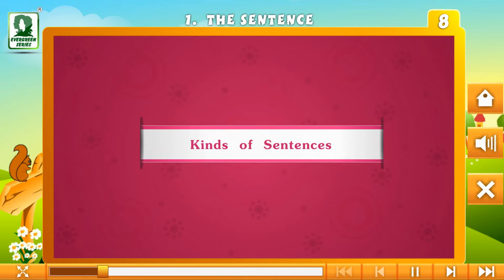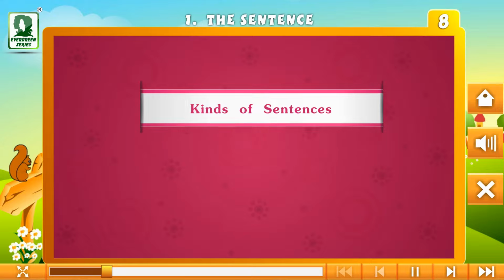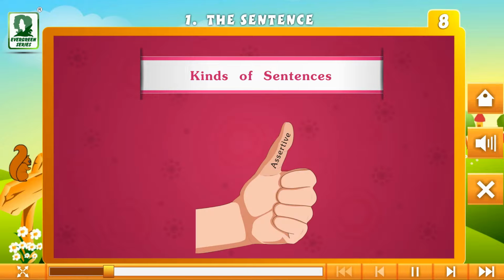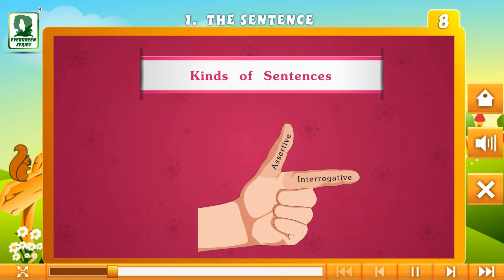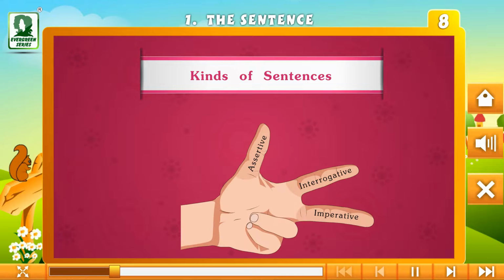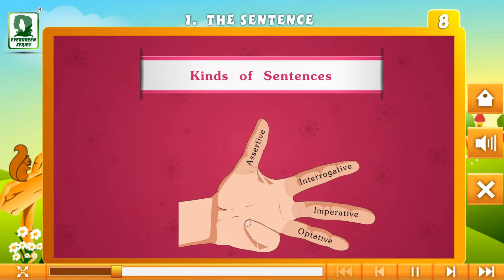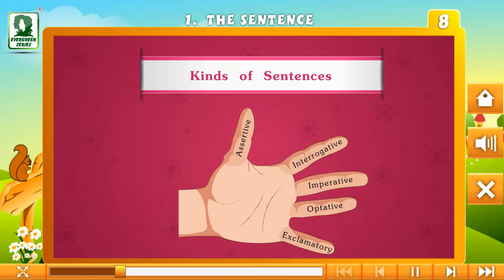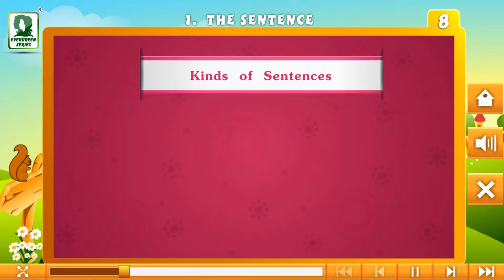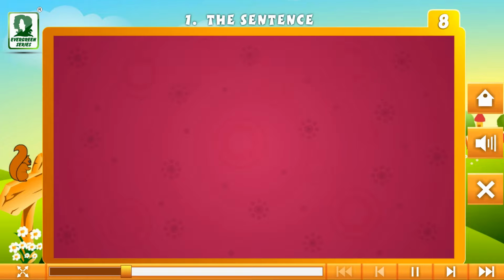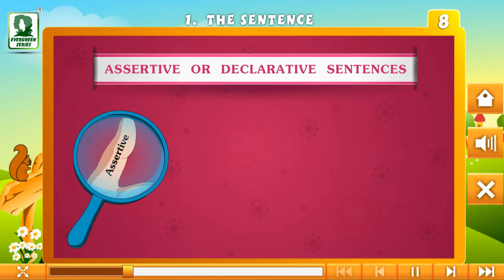Kinds of sentences. There are 5 kinds of sentences. First, assertive sentences. Then, interrogative sentences. Imperative sentences. Optative sentences. And exclamatory sentences. Let us know more about these types one by one. First comes assertive or declarative sentences.